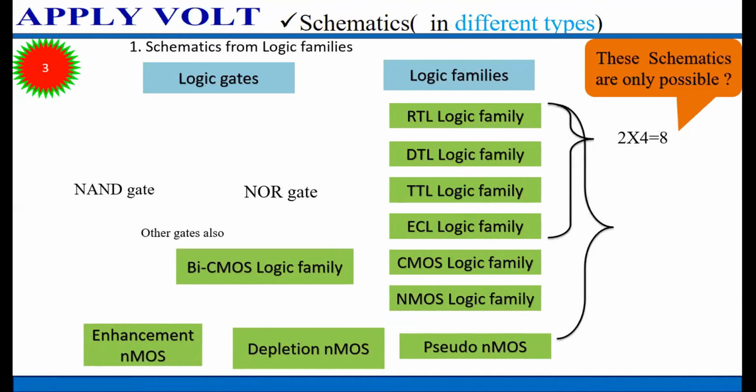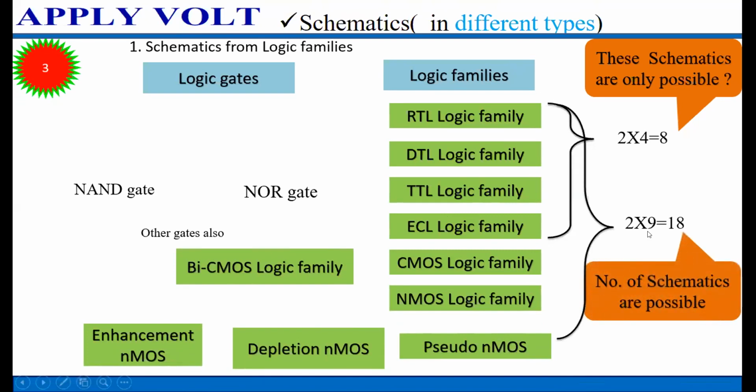So you can design 2 multiplied by 9. 2 means NAND in terms of 9, NOR in terms of 9. Totally, for a single problem I can develop 18 different schematics. But earlier we already closed that 20 RTL diagrams are possible.